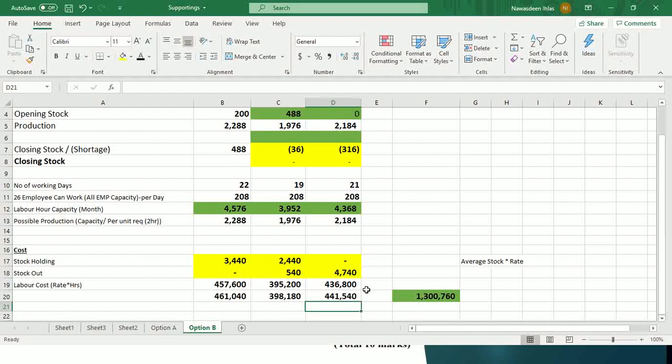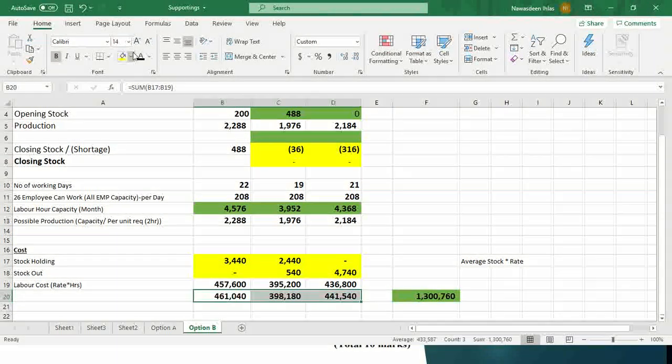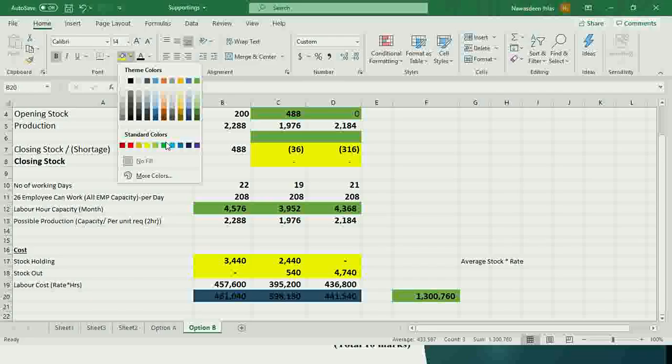So here, total cost for January, you can see 461,040. For February, you can see 398,180. For March, you can see 441,540. So total, you can see 1,300,760. So this is the respective cost for each month.